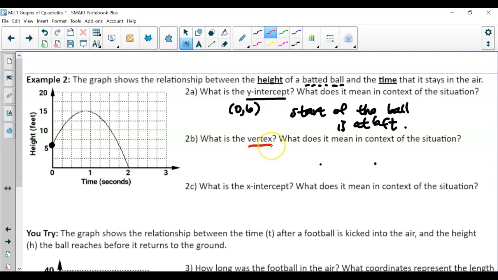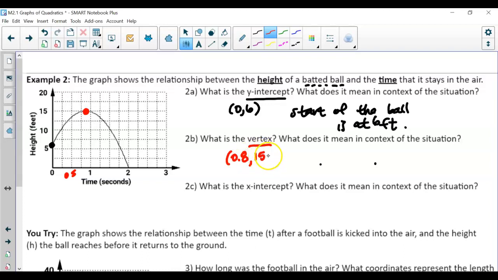What is the vertex? So here we go. So remember, the vertex is the highest point. So here, that's 0.5. So maybe about, yeah, this is a little rough here. We can say maybe 0.75 or 0.8. Let's say 0.8.